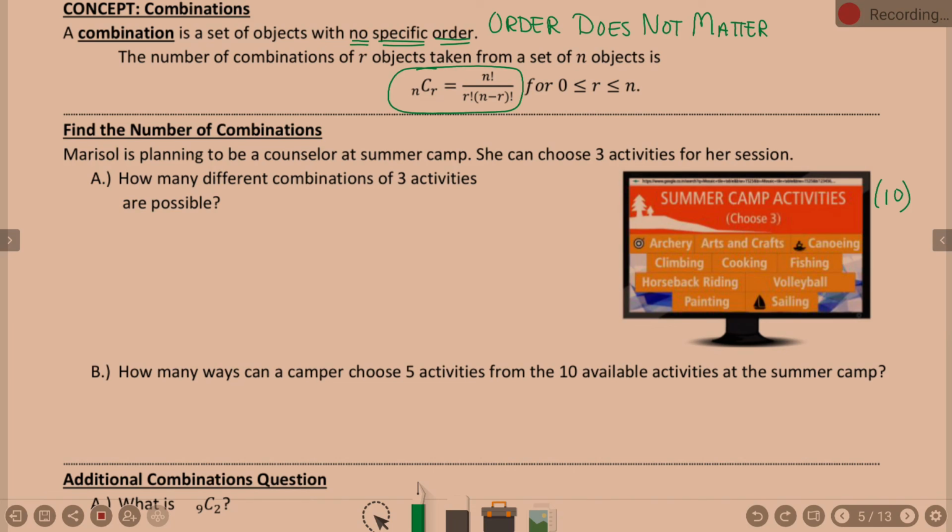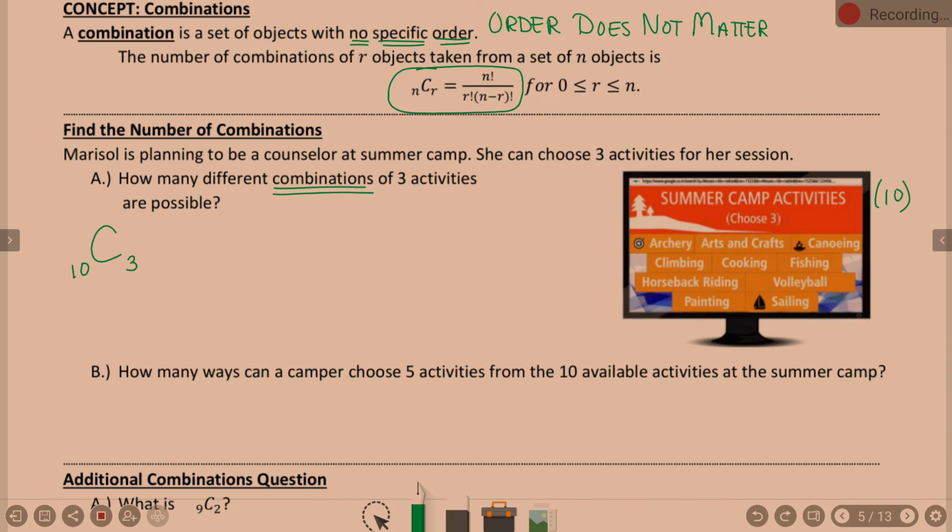This one even specifically asks, how many different combinations of three activities are possible? Does the order matter when she picks these? Does it matter if she picks climbing, then cooking, then fishing, or fishing, then climbing, then cooking? No, it's just which three is she picking. So this is a combination. Now, if we use our formula, what's our formula looking like? The combination of 10 items picked three at a time.